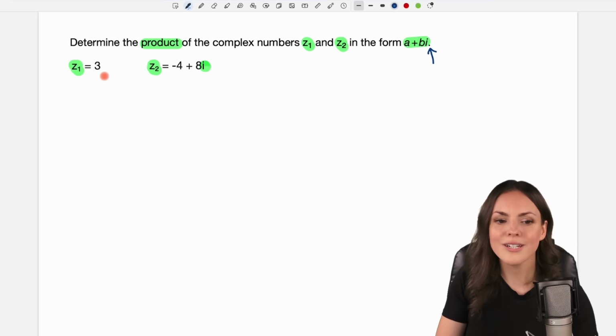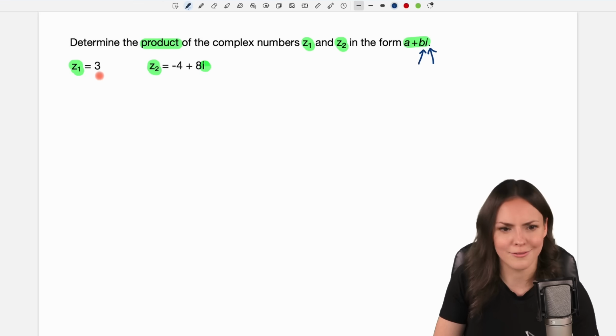Our first number doesn't have an i, but that just means that the part here at the end, the b, is 0. So we only have this a part, this real part in here. There is nothing with an i. So this actually is even a real number, right? A normal number we're used to, but this is a complex number where we have this imaginary part here.